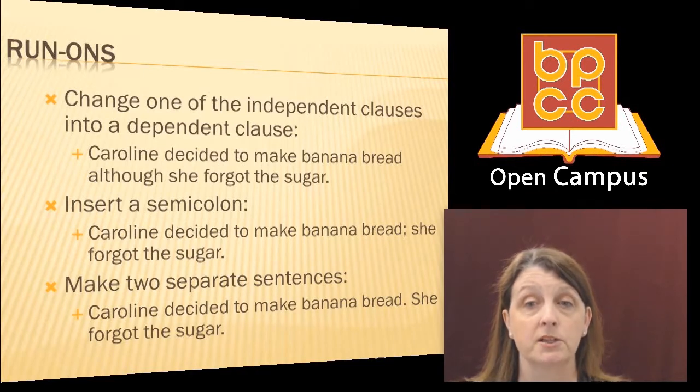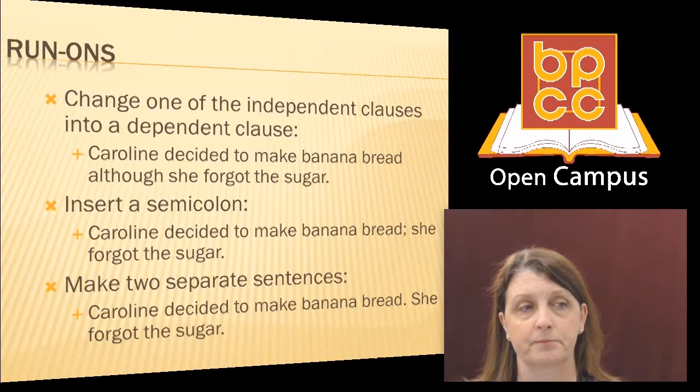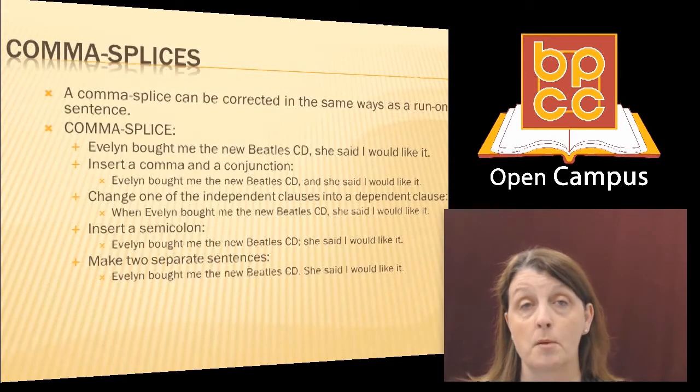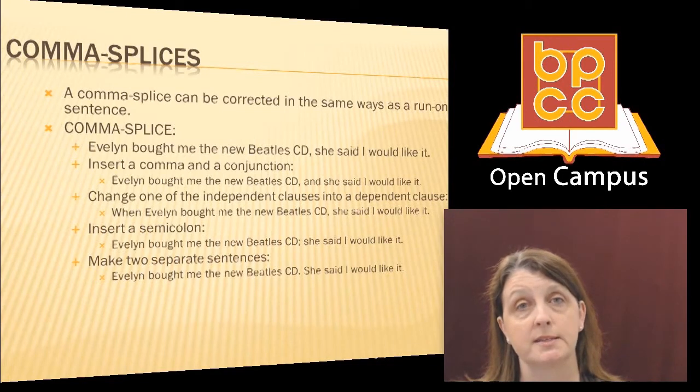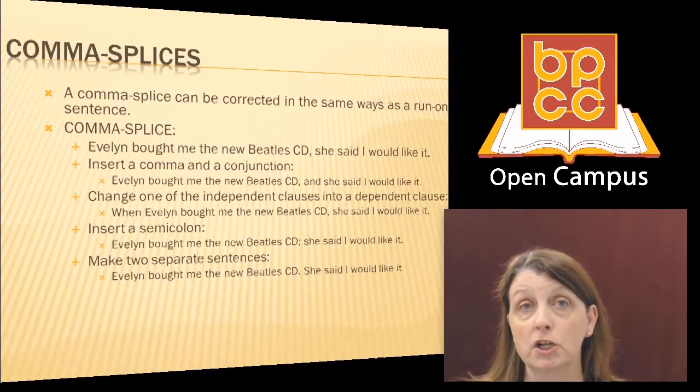And we can also make it 2 separate sentences. Caroline decided to make banana bread. She forgot the sugar. Comma splices. A comma splice can be corrected in the same ways as a run-on sentence. Isn't that wonderful? Let's take a look at this comma splice. Evelyn bought me the new Beatles CD, she said I would like it. We see 2 independent clauses joined together with just a comma.